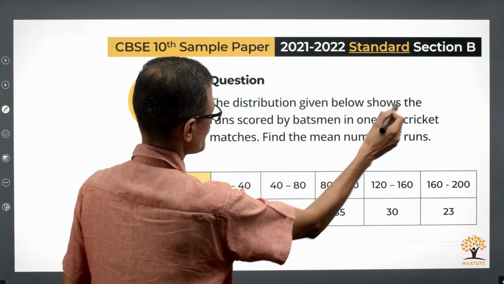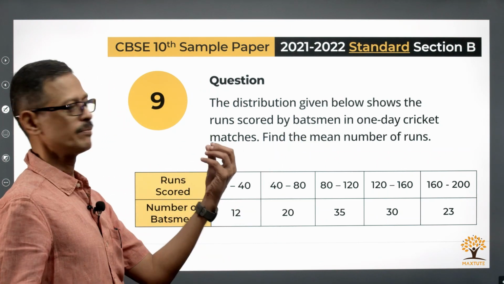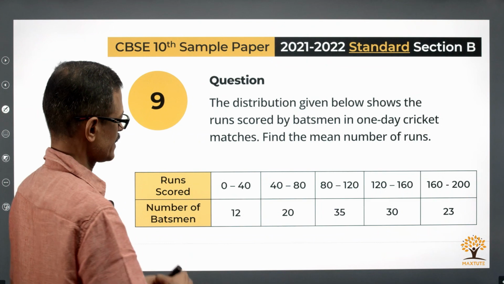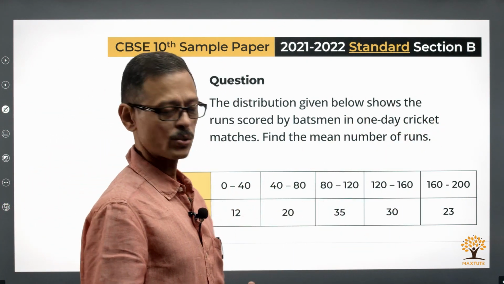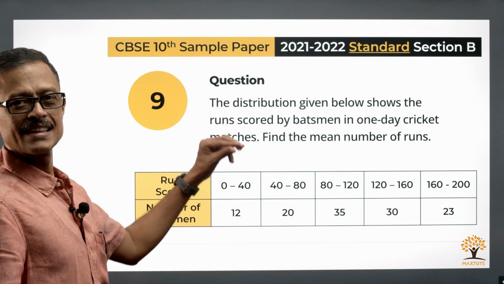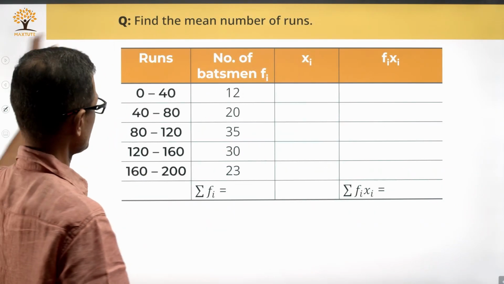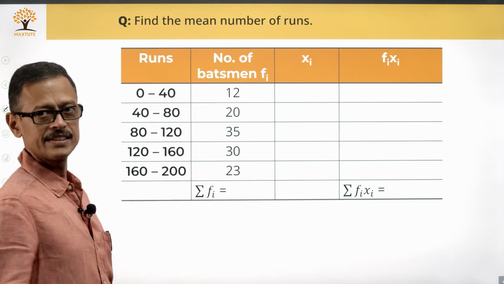The distribution given below shows the runs scored by batsmen in one-day cricket matches. Find the mean runs scored by them, right? Runs are given in the range of 0 to 40, 40 to 80, all the way up to 160 to 200. And the number of batsmen who scored in each range is given here as the frequency. Let's rework this table. Runs, the ranges are given. How many batsmen in each of these is given.